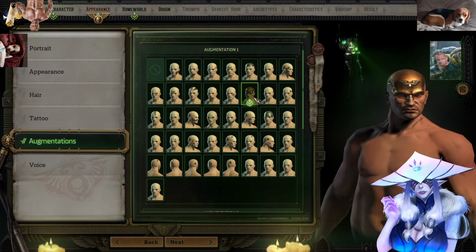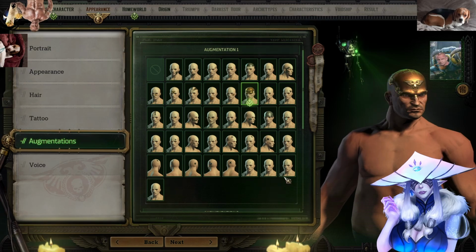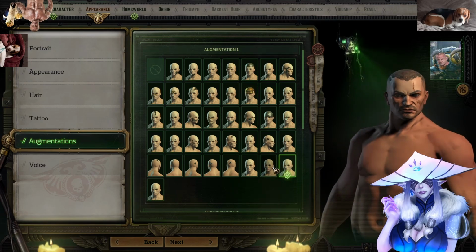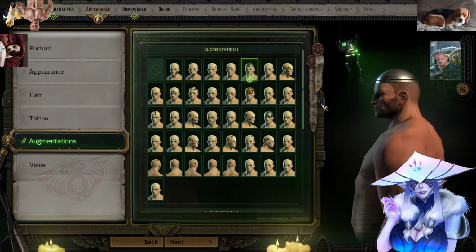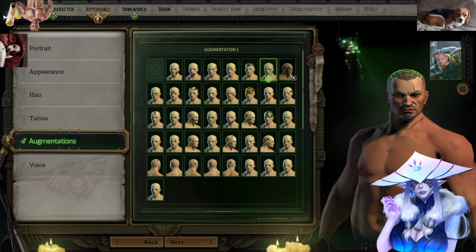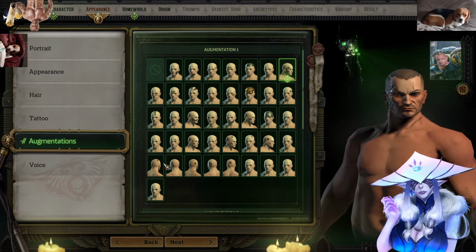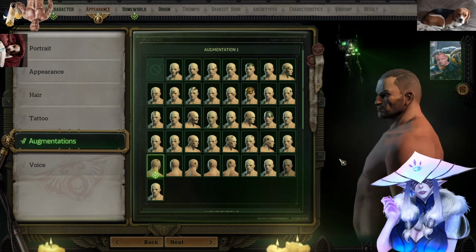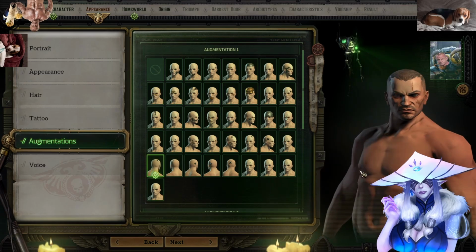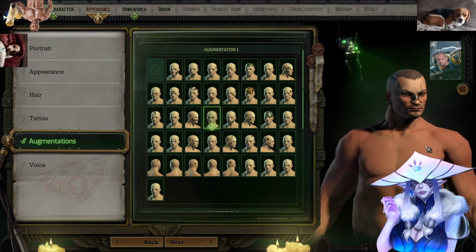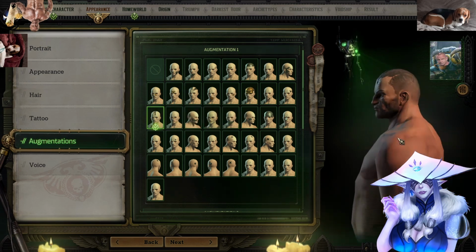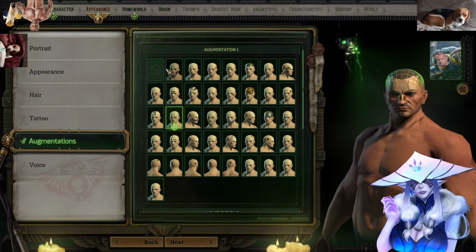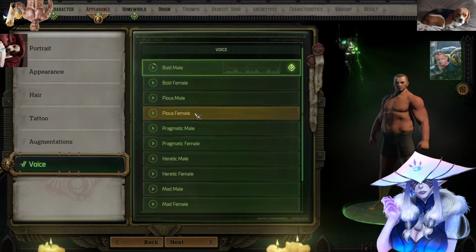Augmentations. What do we have? No. No. The thing I feel is Pudzian is just that much of a hunk of a man. He doesn't need modifications. He's perfect as is. Like, Pudzian is perfect as is. He doesn't need modifications.